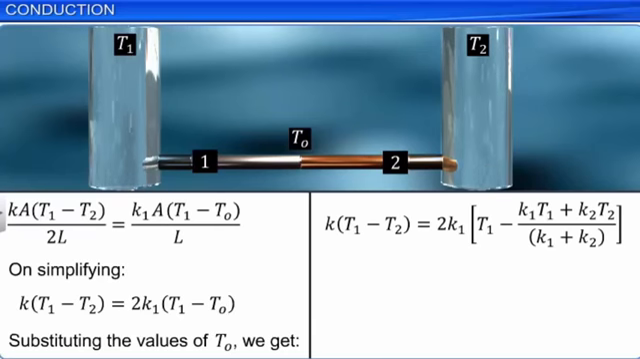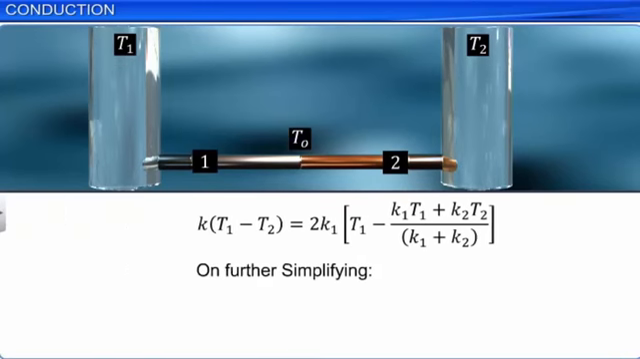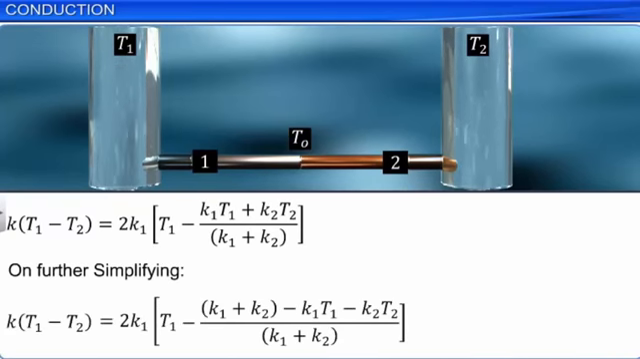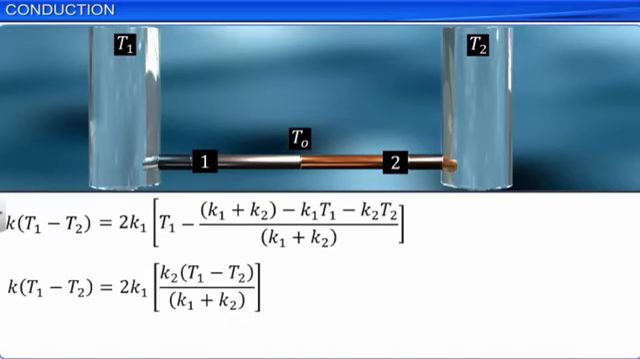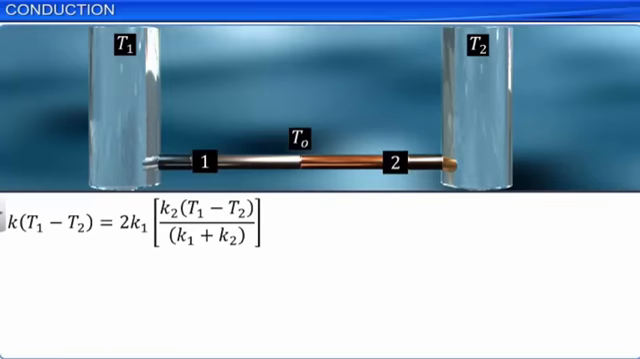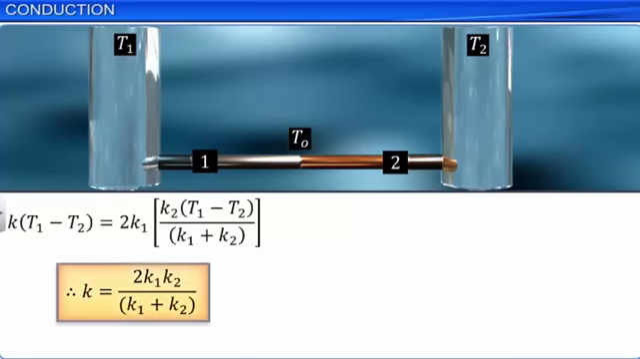On further simplifying, we get K (T1 minus T2) is equal to 2K1 K2 (T1 minus T2) by (K1 plus K2). Therefore, K is equal to 2 K1 K2 by (K1 plus K2). This is the expression for equivalent conductivity when two conductors are connected in series.